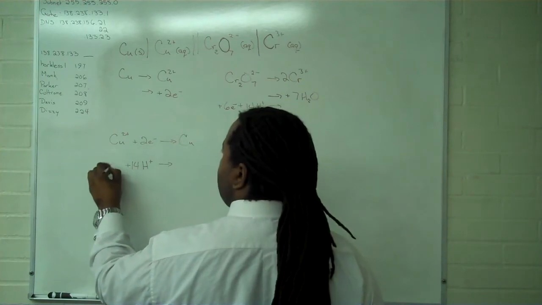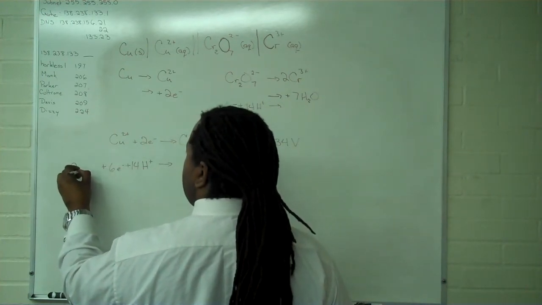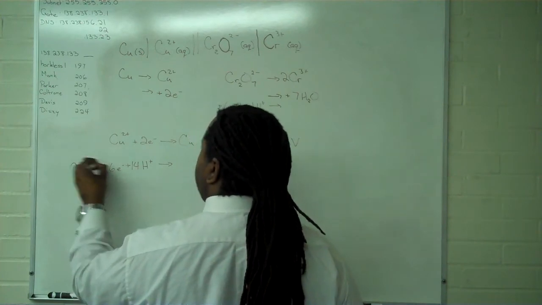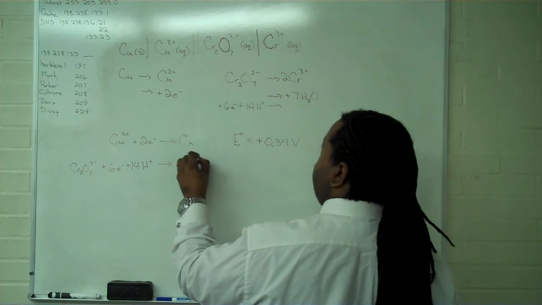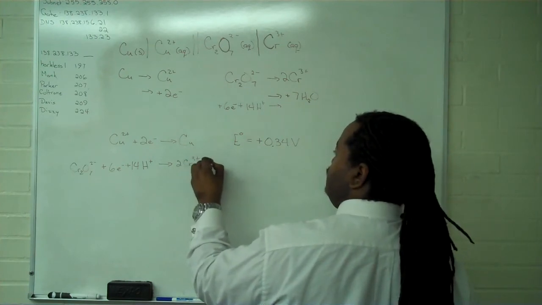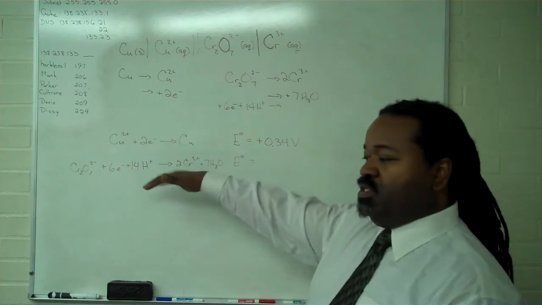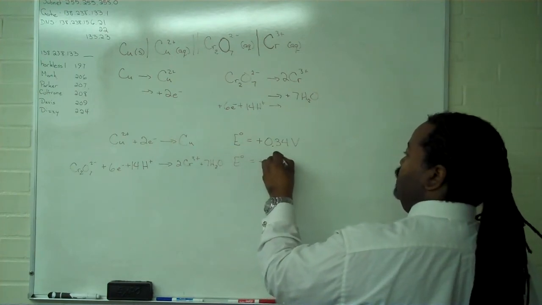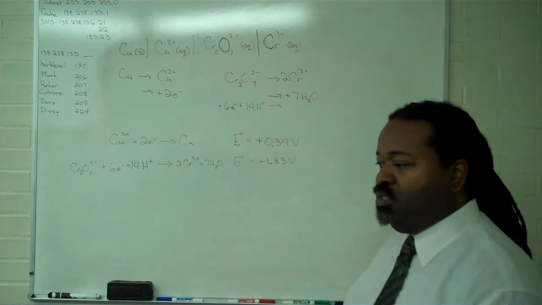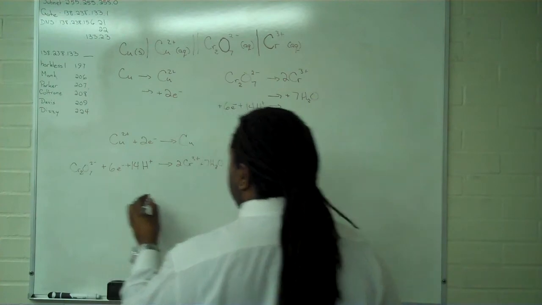Next, this one is already written as a reduction reaction, so we simply need to write it all out, and we'll find this reaction in a table as well. Dichromate plus 14 H plus plus 6 electrons yields 2 chromium 3 plus and 7 waters. And so the E cell for this half reaction, when we look it up, is positive 1.33 volts.